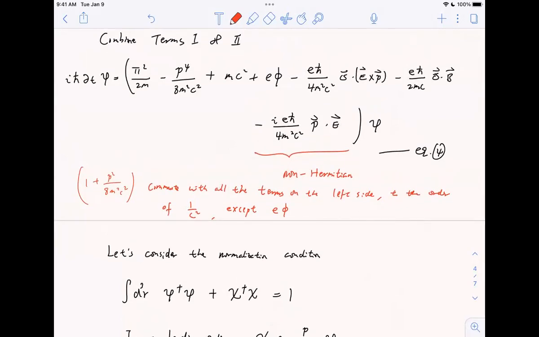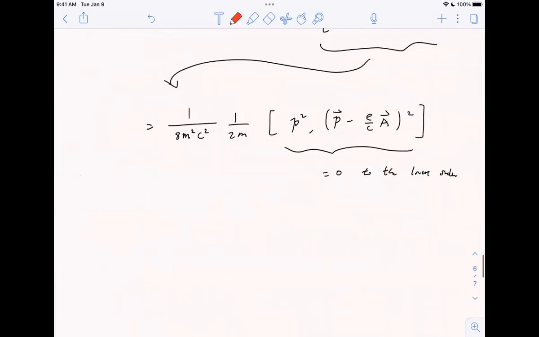Okay, I think I know why. This one commutes with all the terms inside, except this one. This one will give you a non-negligible commutator to the order 1 over c squared, because you have a 1 over c squared here, and all the terms with the extra 1 over c will not. So we only need to deal with this. Now you understand, right? Okay, now let's deal with this. Let me see.